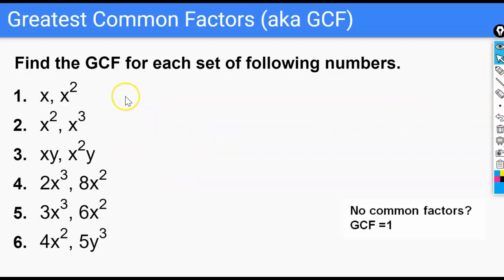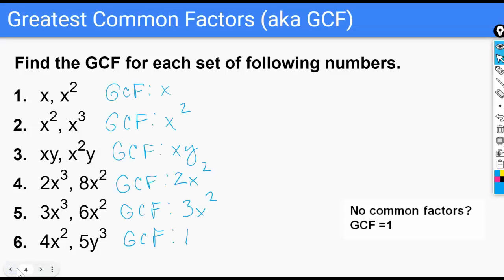All right, so now I want you to work with variables and coefficients, finding the greatest common factor for variables. With numbers, again, you're looking for the largest number that will go into all of the numbers. With variables, you're looking to see what variables all of them have in common, and then what is the smallest exponent on that common variable. So stop the video and try 1 through 6, and then you can check your answers.